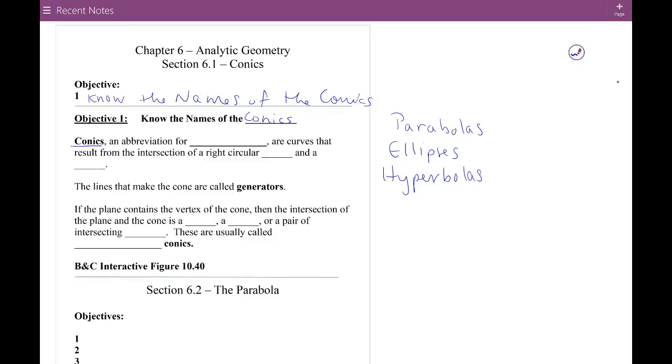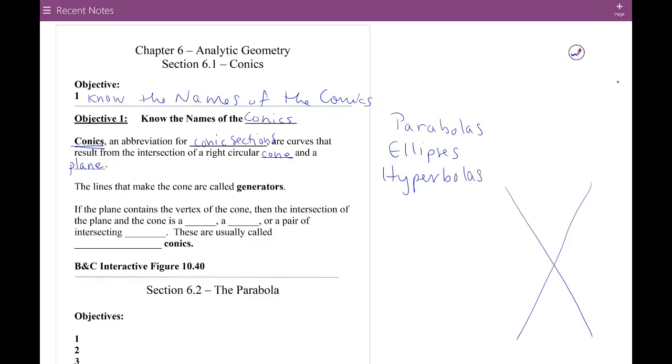So when we say conics, it's really an abbreviation for conic sections that happen when you slice a cone. So they're curves that result from the intersection of a right circular cone. So the word conic is describing that they're coming from a cone and a plane. So a plane is like a piece of paper that goes infinitely in every direction, so flat surface. The lines that make the cone are called generators.